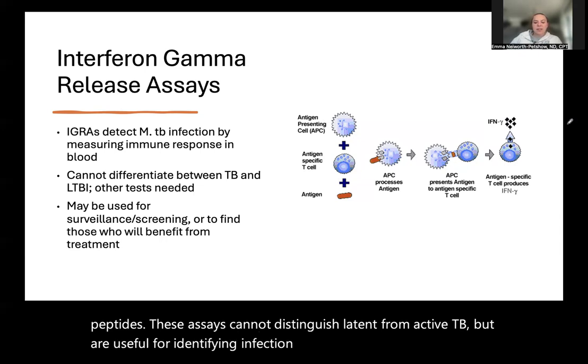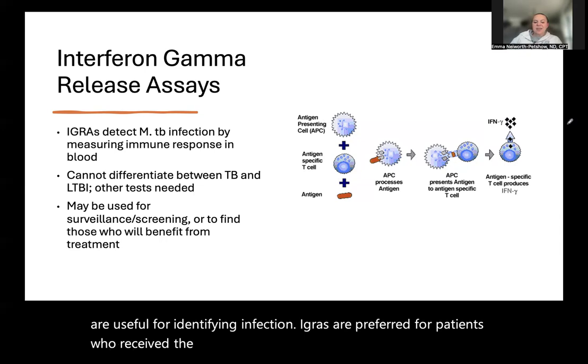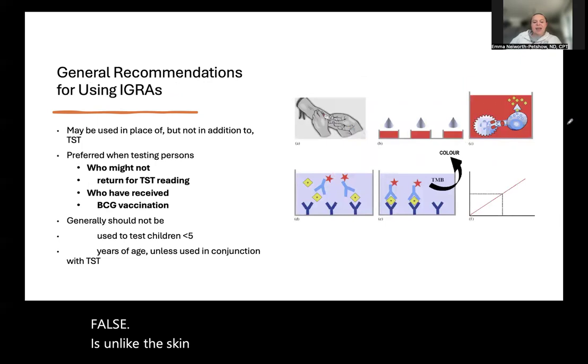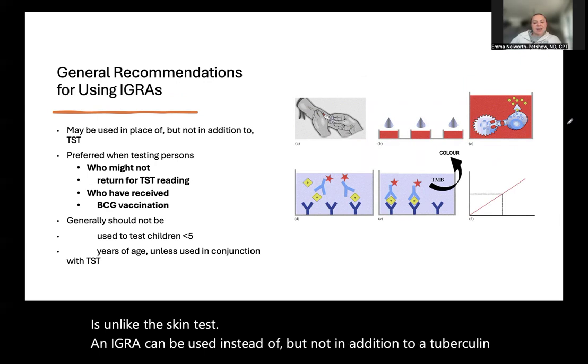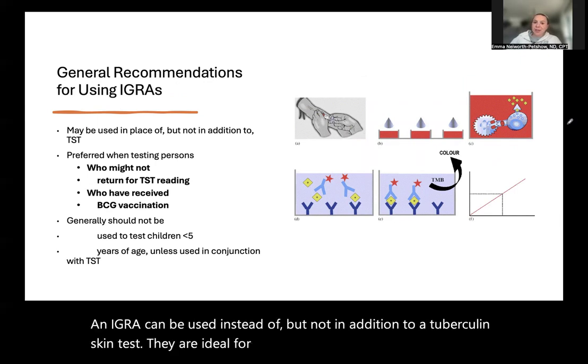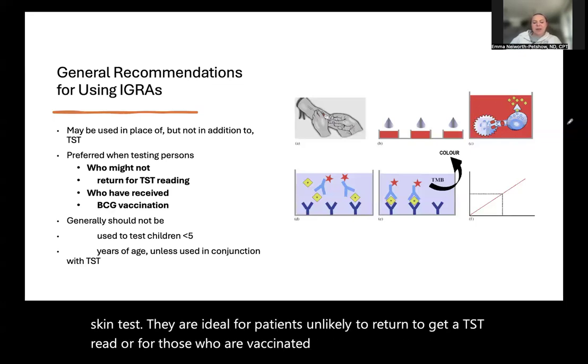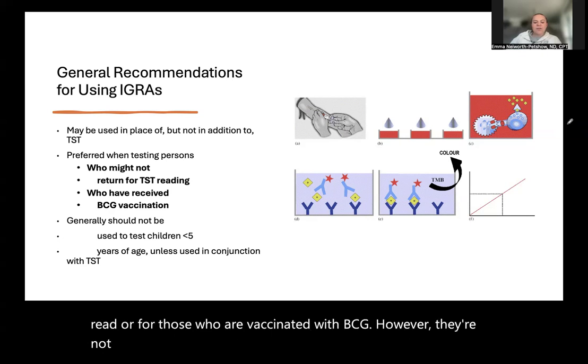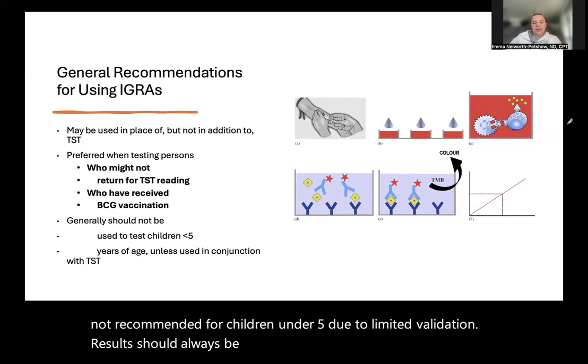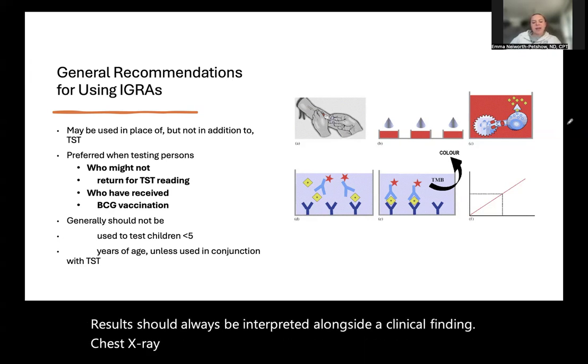IGRAs are preferred for patients who received the BCG vaccine, since vaccination does not cause false positives, unlike the skin test. An IGRA can be used instead of, but not in addition to, a tuberculin skin test. They are ideal for patients unlikely to return to get a TST read, or for those who are vaccinated with BCG. However, they're not recommended for children under 5 due to limited validation. Results should always be interpreted alongside clinical findings, chest x-ray, and epidemiologic risk factors to guide any treatment decisions.